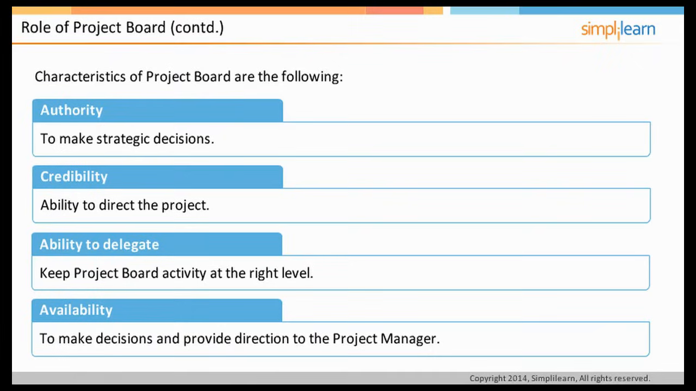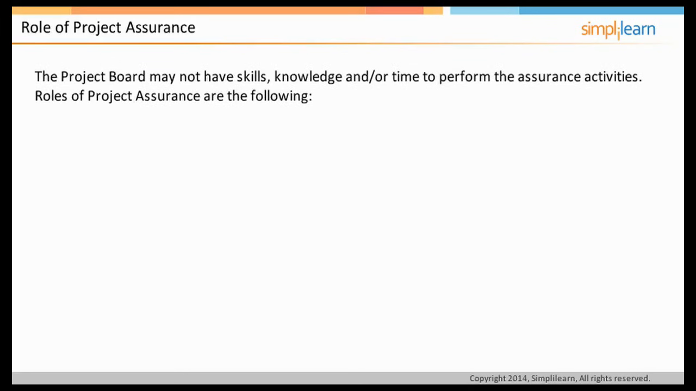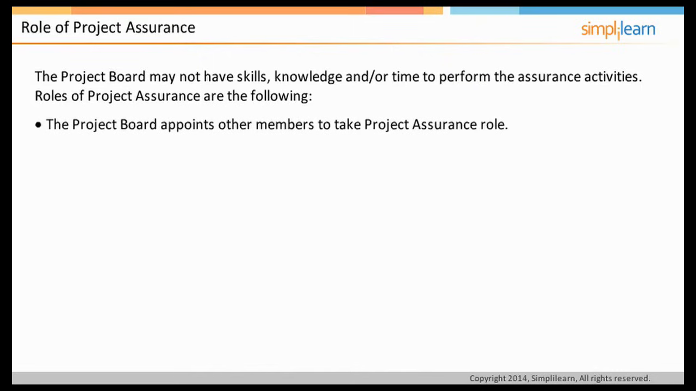The project board may not have skills, knowledge, and/or time to perform the assurance activities. For example, the senior supplier may be managing multiple product lines and do not have sufficient time for assurance activities for the projects. In that case, the project board may appoint other members of the corporate organization to take a specific project assurance role. Team members of project assurance report to project board.